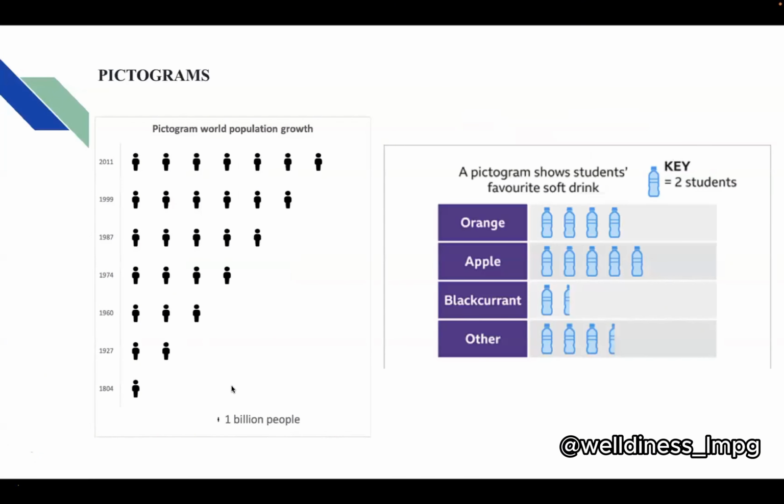So let's look at another example. Please, everybody, mute. After you answer a question, you mute yourself.